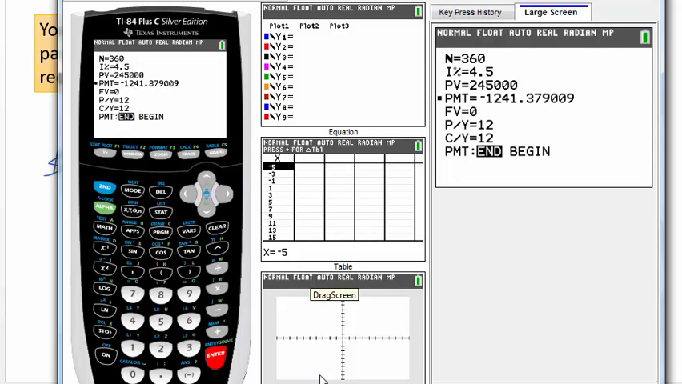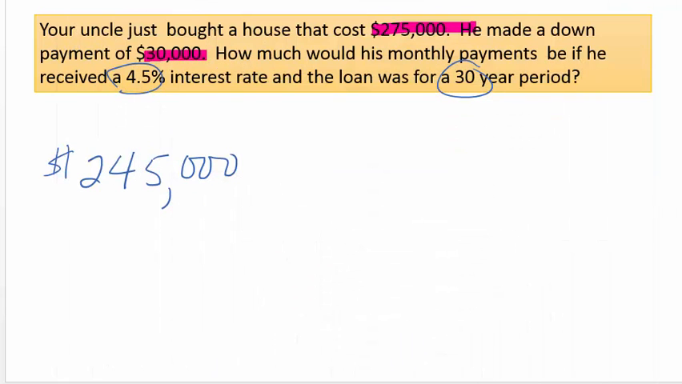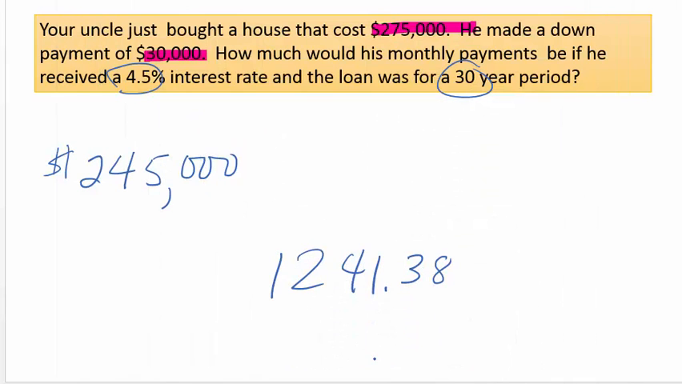Now, if you have a chance, get online and enter that information on a payment calculator and see if you get $1,241.38. If you do, it means that's a reputable calculator online. Let me double check that. Yep, $1,241.38.